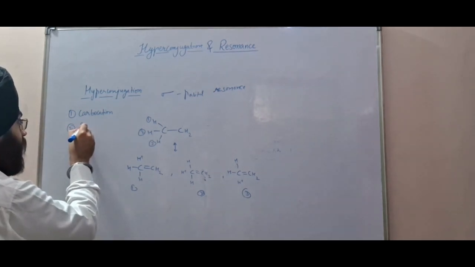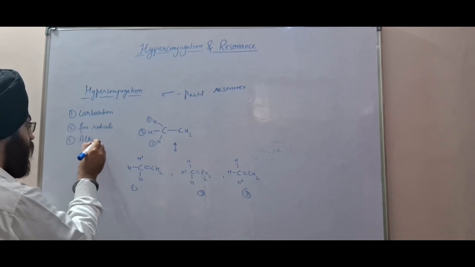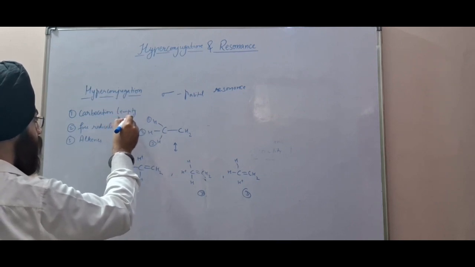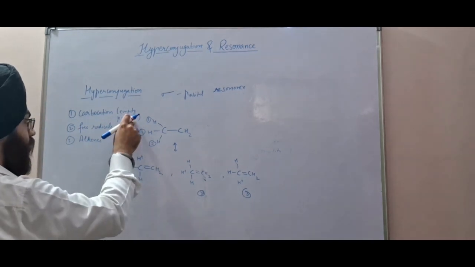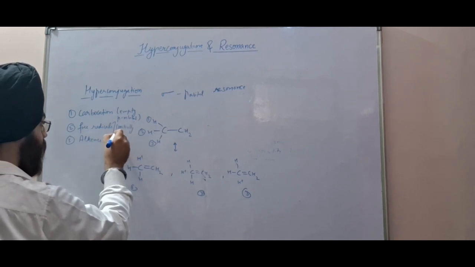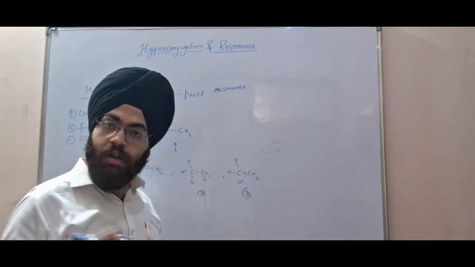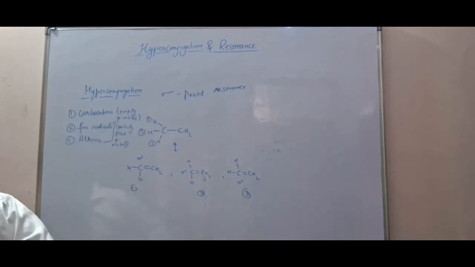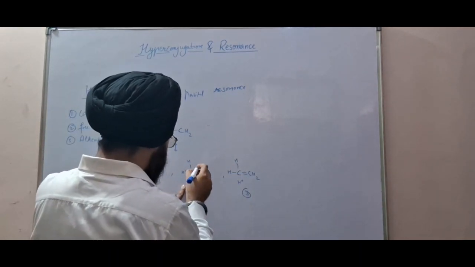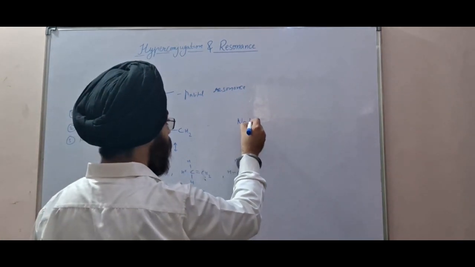It can occur in free radicals. It can occur in alkenes. The carbocation has an empty or vacant p orbital, while the other two have a partially filled p orbital. This is also called no bond resonance. Why no bond? Because in hyperconjugation there is no actual movement of the bond.